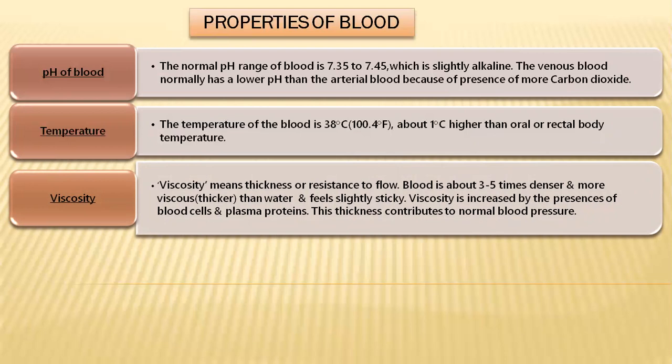So blood is about 3 to 5 times denser and more viscous than water and feels slightly sticky. The viscosity is increased because of the presence of red blood cells and plasma proteins. Because you have these red blood cells, erythrocytes, and plasma proteins, you expect that blood viscosity should be higher than that of water. That's why many people say that blood is thicker than water.